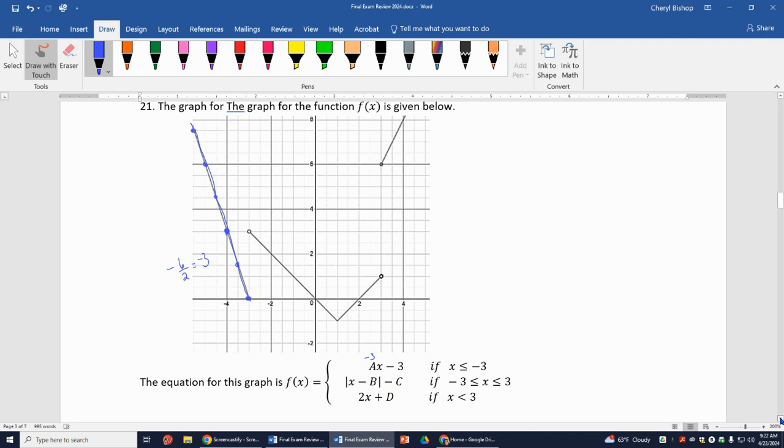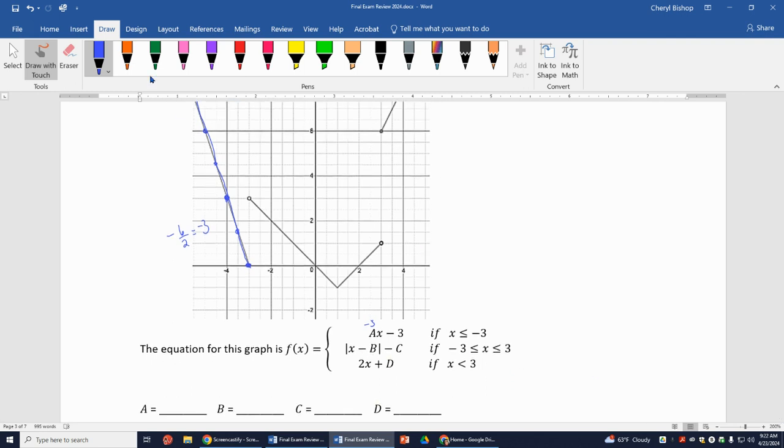Figure out what we have going on. So for example, in the next one, if I move to my absolute value function, I know normally it looks like this, right? But it has been slid over to the right 2 and down 2. So if it's gone over to the right 2, that means we subtract 2 from the x, and down 2, we subtract 2 from the whole thing. So B is 2 and C is 2 because the negatives are already in the equation.